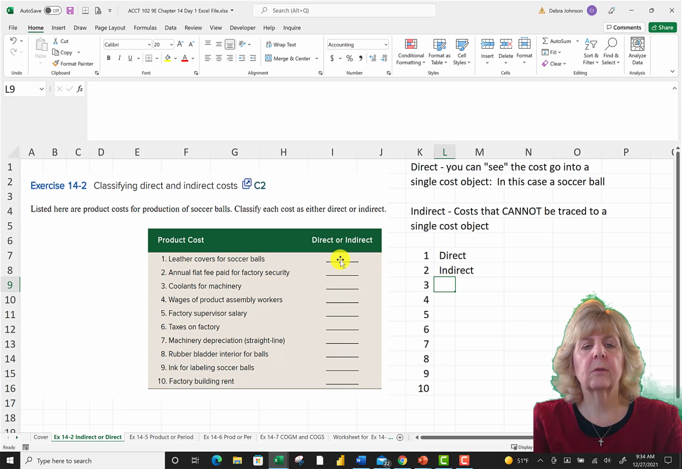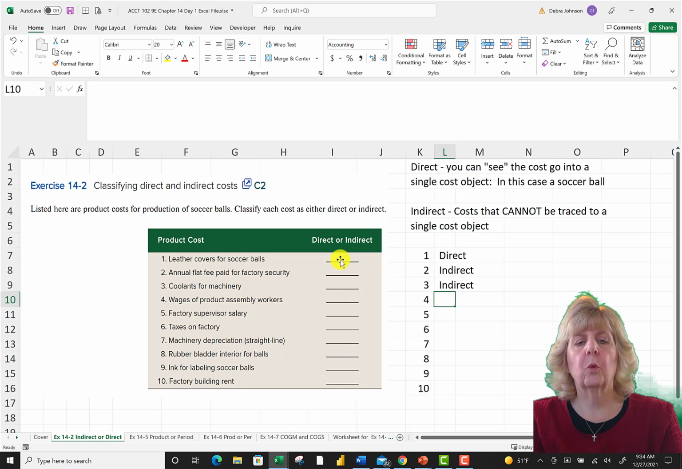Okay, coolants for the machinery. You know the machinery is in the factory, and you know that the coolants and the machinery are needed to create the soccer balls, but you cannot physically see the coolants for the machinery going into the soccer balls. That would be an indirect cost.